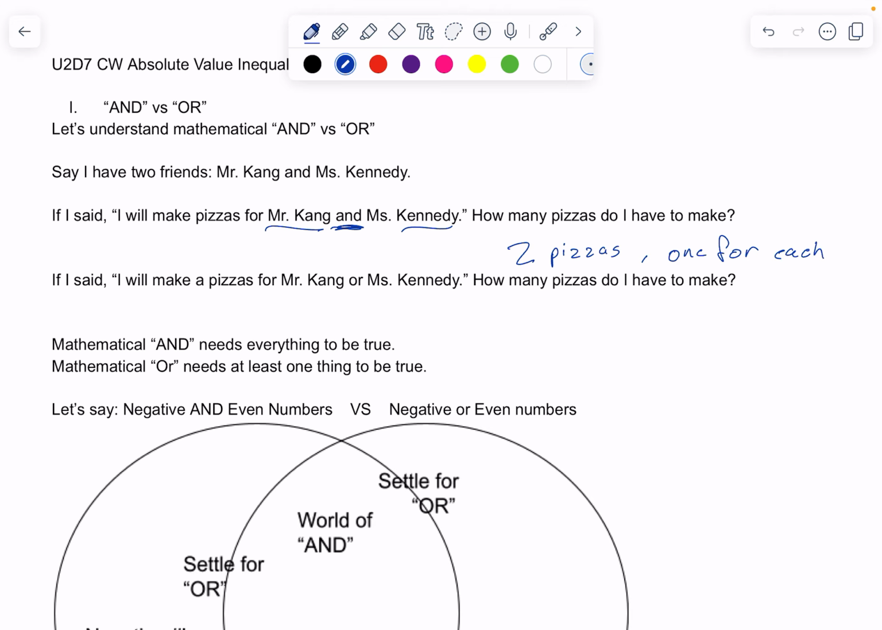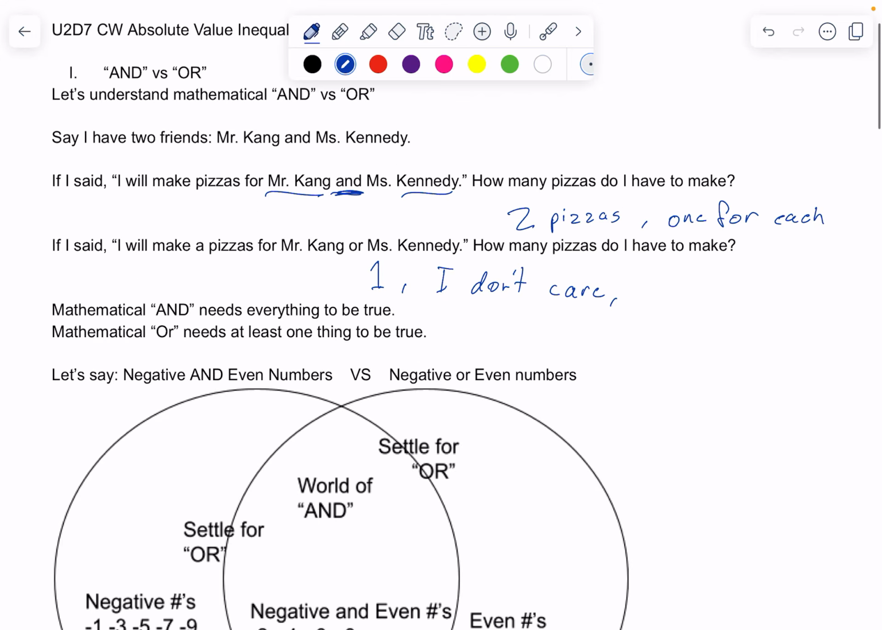If I had said I'm going to make a pizza for Mr. Kang or Miss Kennedy, then how many pizzas do I need? If I said the or statement, then I only need one. In this case, I don't care who gets it, but I just have to make sure one of them gets it. So it's an or statement.